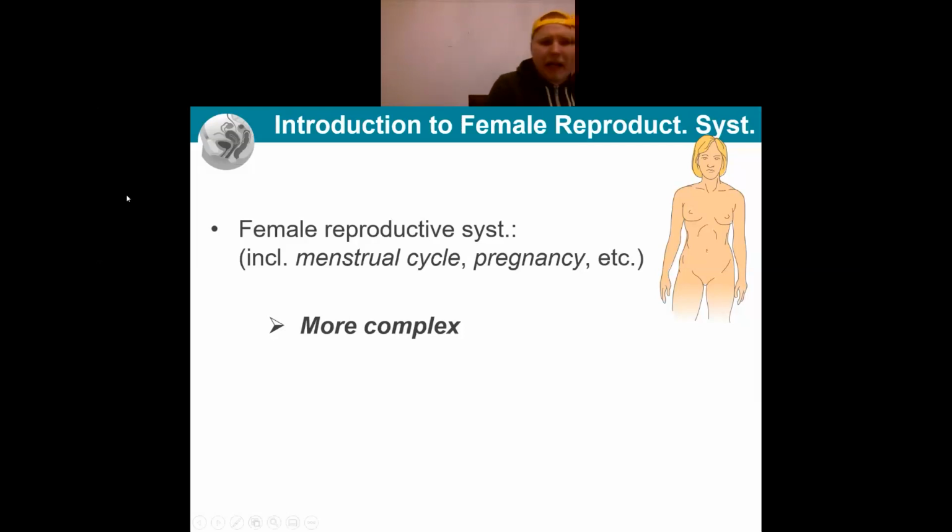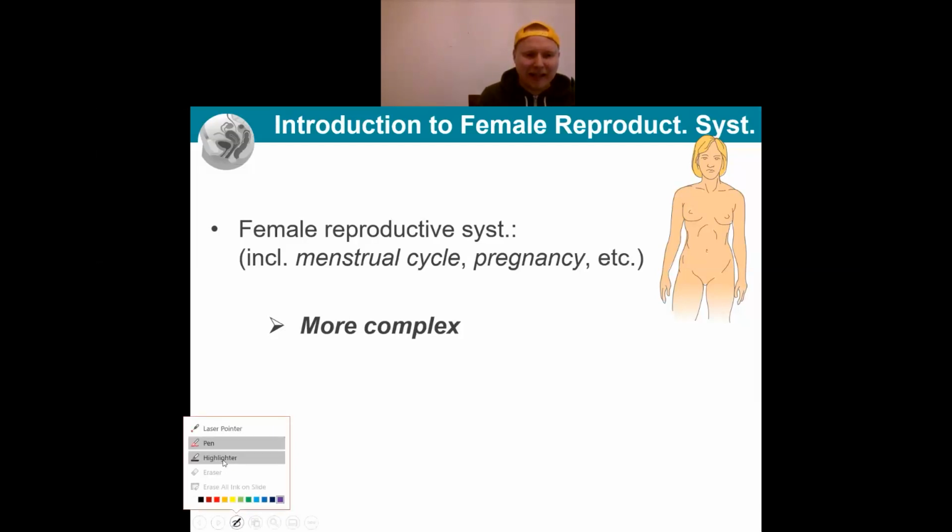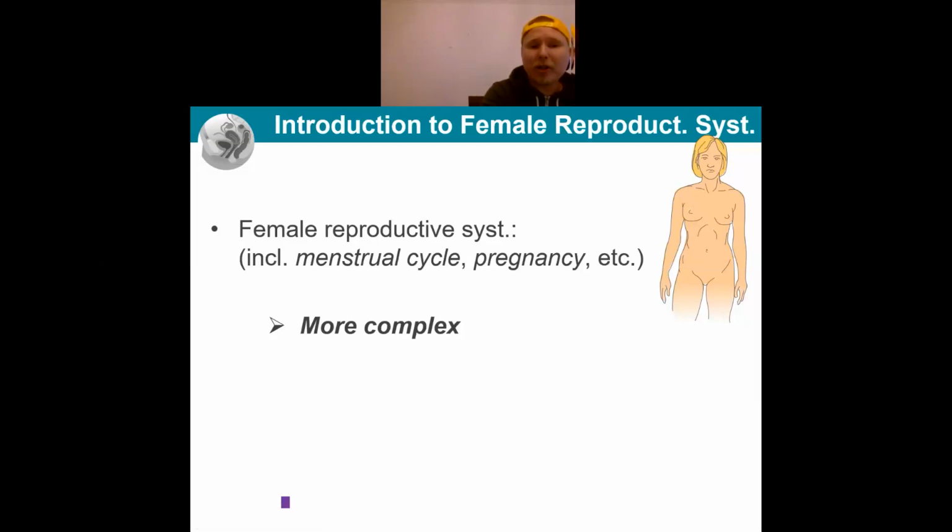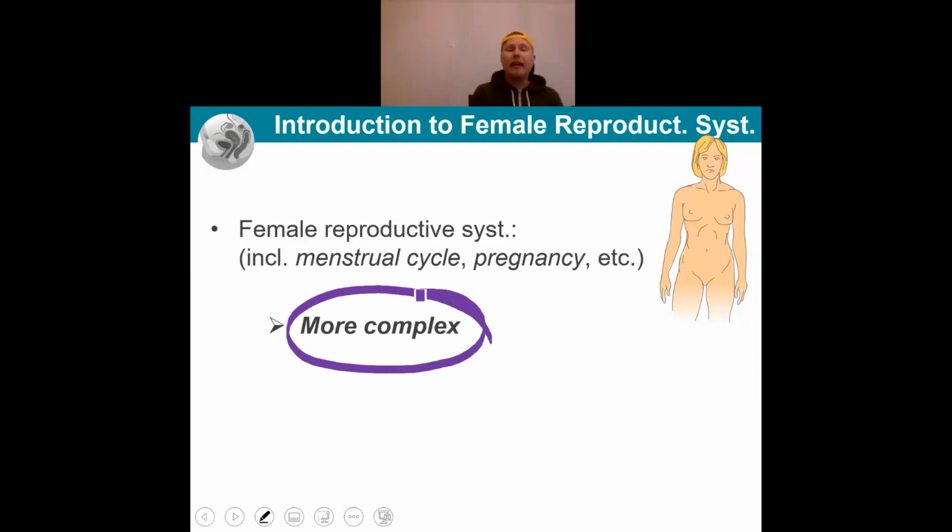So for the female reproductive system, really, I think that the biggest message that I want to start with is just emphasizing that this is going to be a little bit more complex system. So in addition to the production of the egg cell, we of course have to consider the female hormones, but also fertilization and pregnancy and the menstrual cycle. So there's a lot more to cover with the females and the female reproductive system.